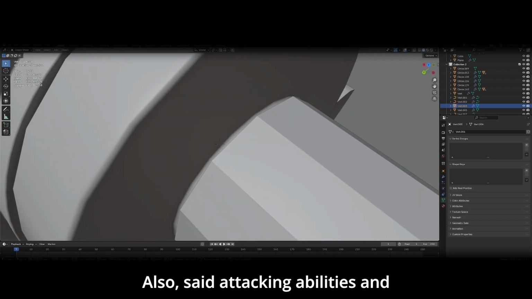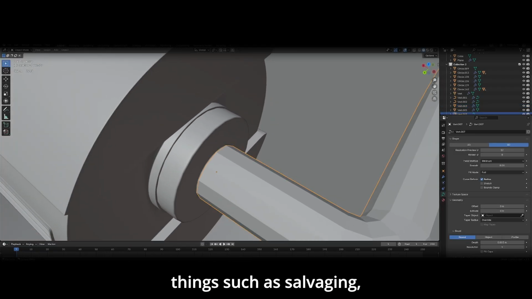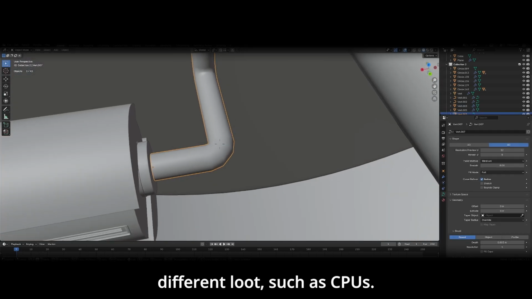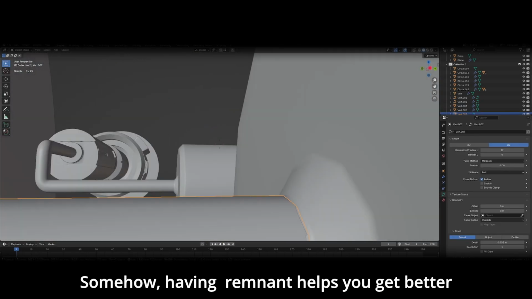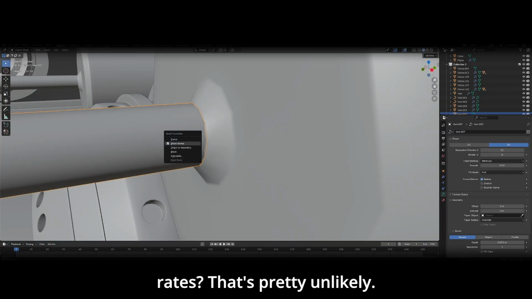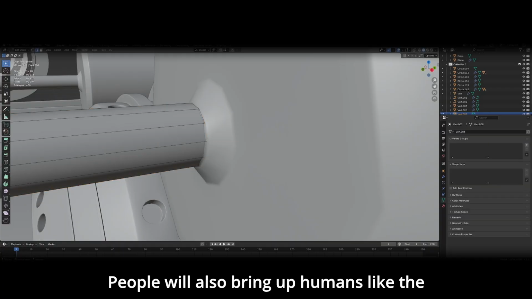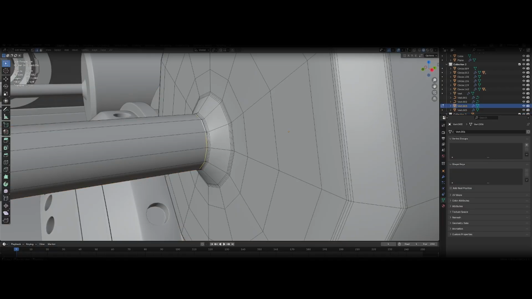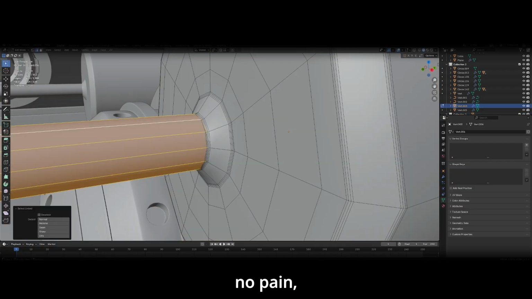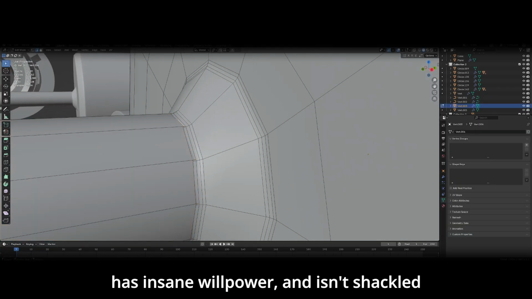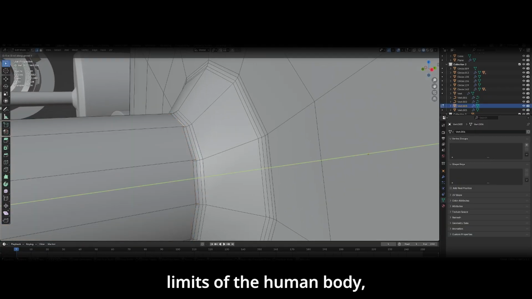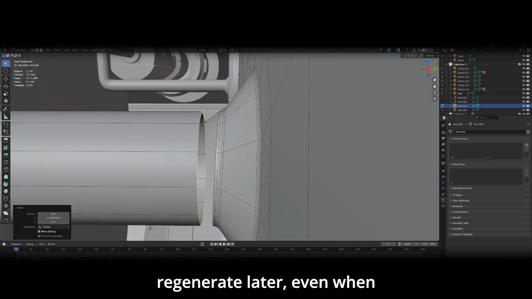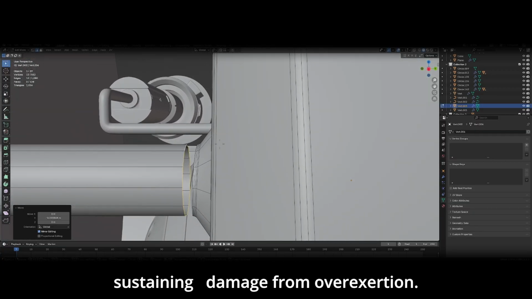Also, set attacking abilities and whatnot are found next to things such as salvaging, which is a system in game for recycling robots to get different loot, such as CPUs. Somehow, having Remnant helps you get better rates? That's pretty unlikely. People will also bring up humans like the Aftons doing superhuman things, but I've already explained those earlier in the video. Of course, a being in which feels nearly no pain, has insane willpower, and isn't shackled down by the regular limits of the human body would be able to pull off crazy feats, especially when the body can regenerate later, even when sustaining damage from overexertion.